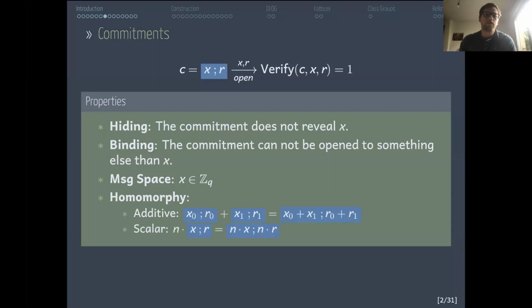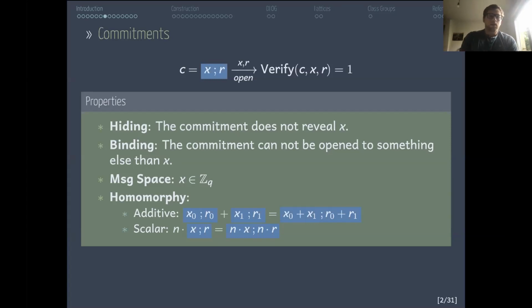And also we need homomorphy, meaning first of all additive and scalar homomorphy, which just means if we have commitments to x0 and x1, we add the commitments with some homomorphic operation on the commitments, then we can get a commitment to x0 plus x1 without having to reveal any information about the committed values. And the same with scalar multiplication. We can just multiply a scalar n to the commitment, and then we get a commitment to n times x. And during the talk, I will generally assume that these properties hold for our commitment scheme.